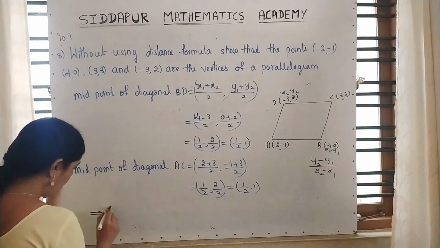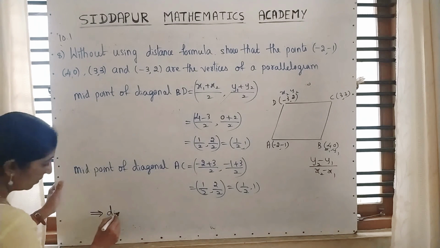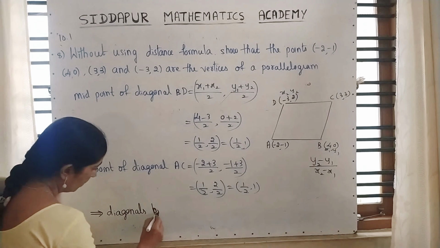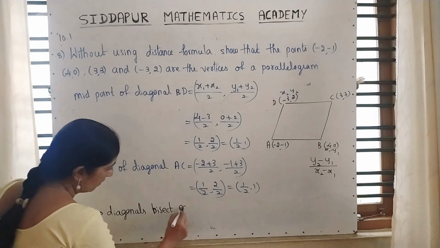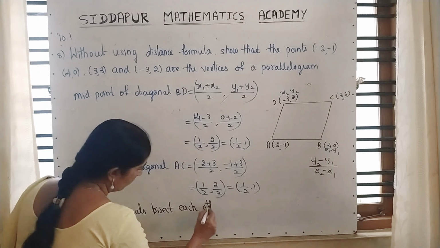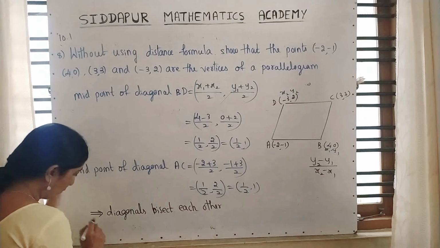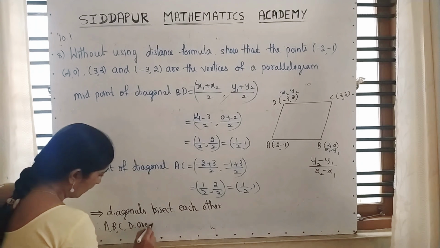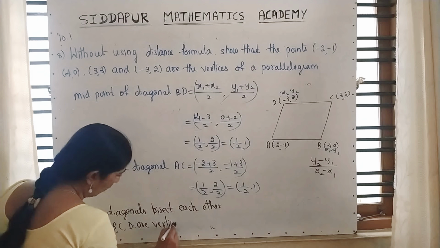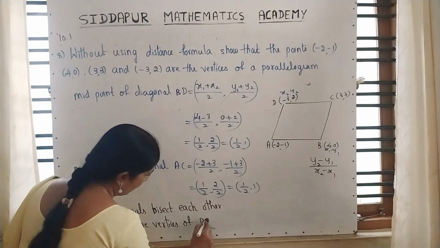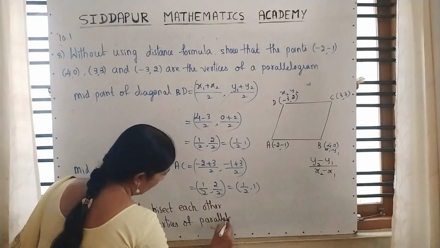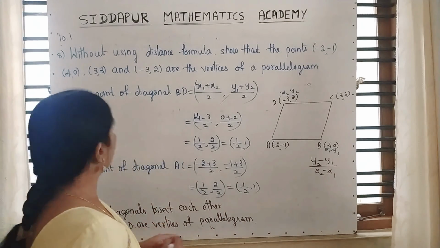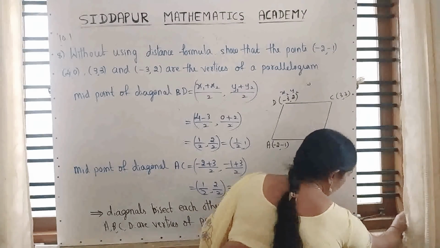This implies, this is the symbol for implies, diagonals bisect each other. Therefore, A, B, C, D are vertices of a parallelogram. Understood? Moving to the next question, that is question number 9.